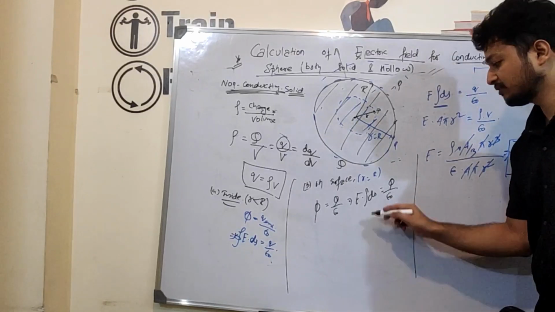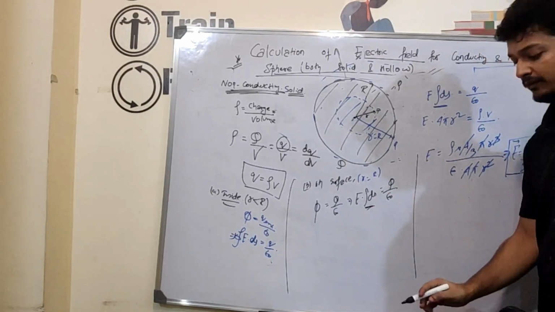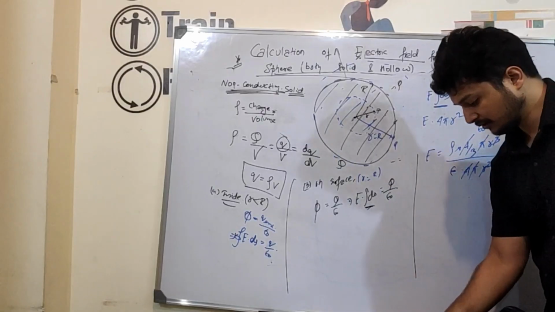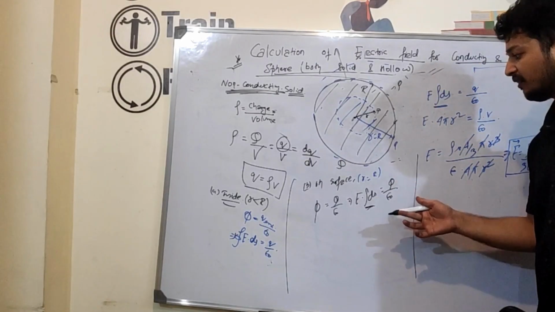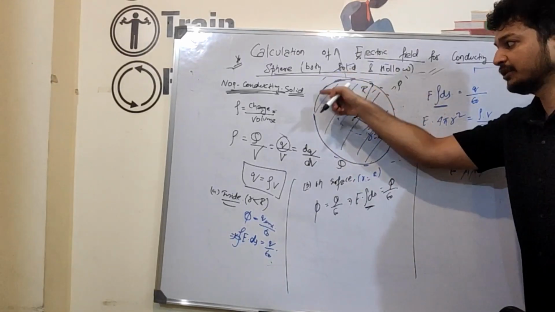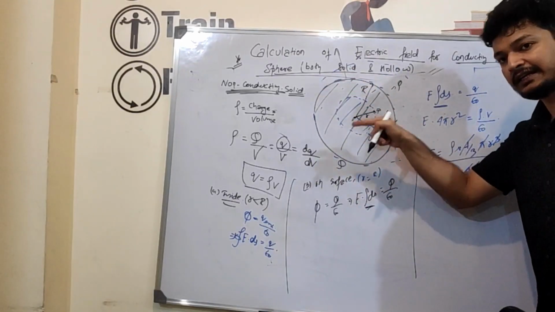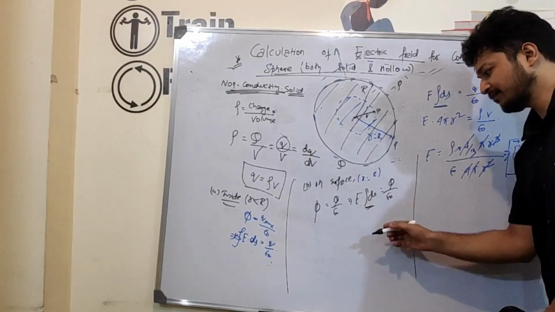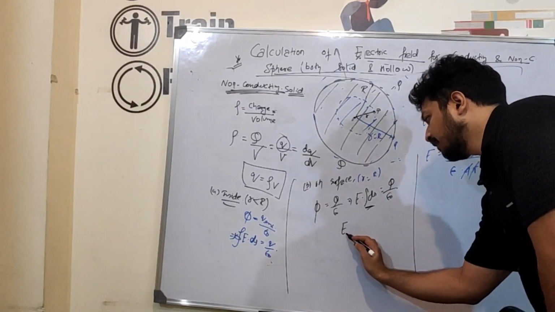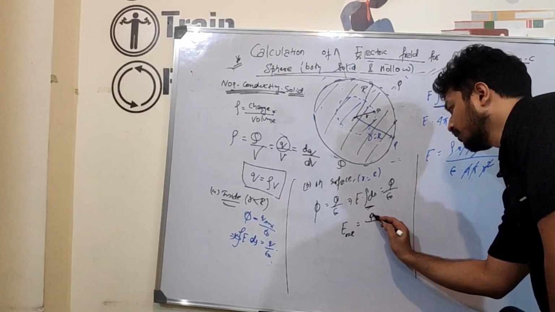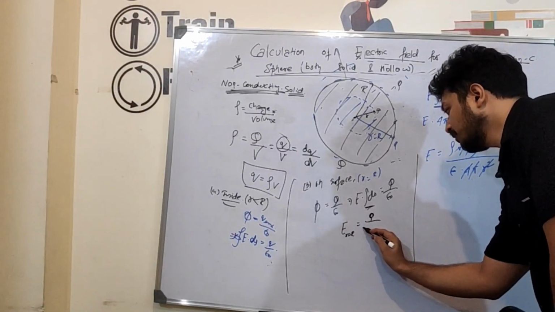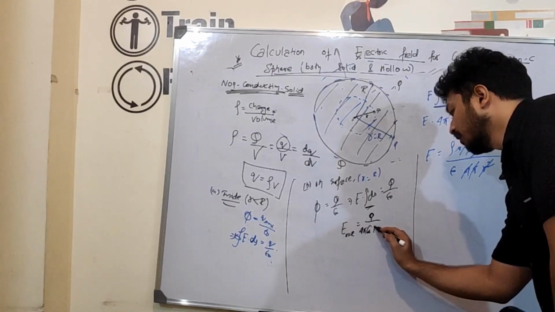That means this integration of ds will give us the value of the surface area of the Gaussian sphere, which is having the radius equal to r. That means simply the value of electric field at r equals to r will simply come out to be what? Q divided by 4 pi epsilon naught r square.